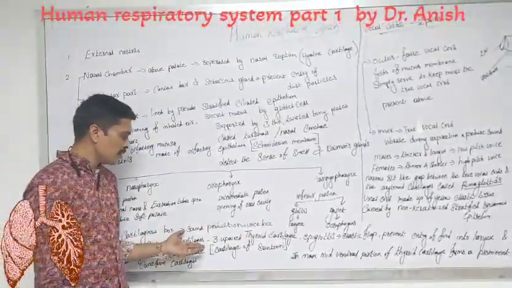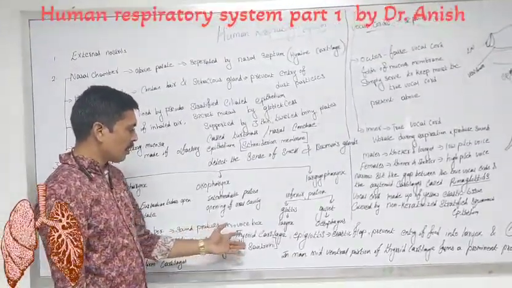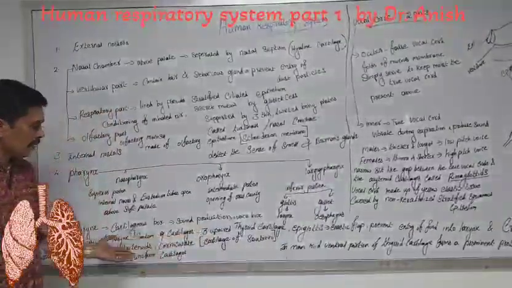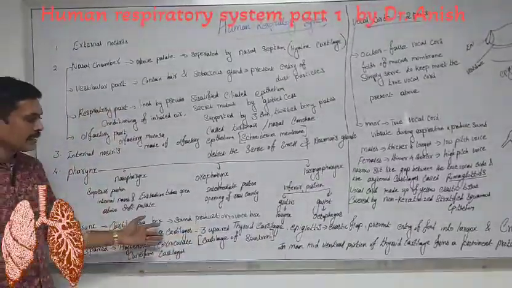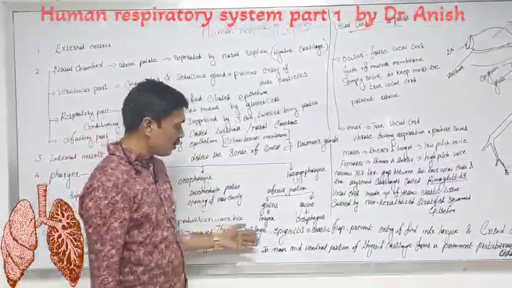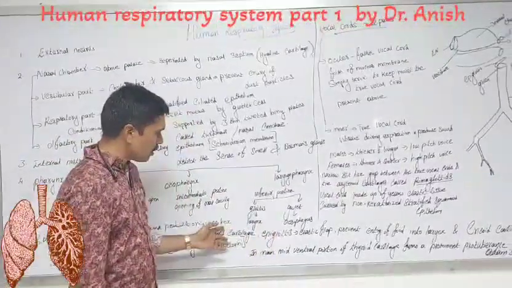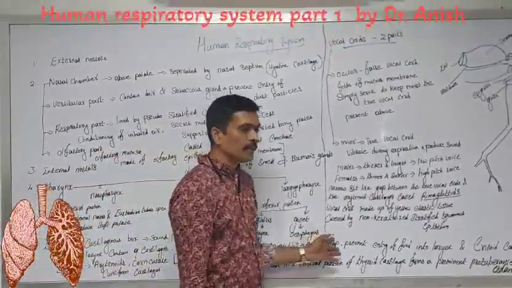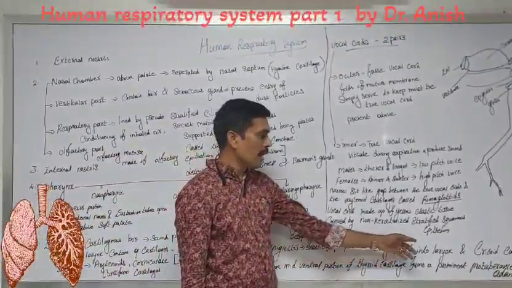Of these 9 cartilages, 3 are unpaired and 3 are paired. 3 unpaired means 3 cartilages, 3 paired means 6 cartilages, so totally 9 cartilages. The 3 unpaired cartilages consist of the thyroid cartilage and the epiglottis. The thyroid cartilage and epiglottis together are called the elastic flap. It prevents the entry of food into the larynx.